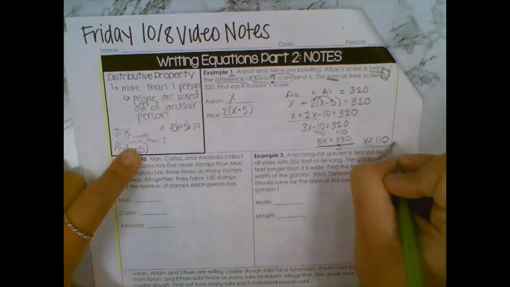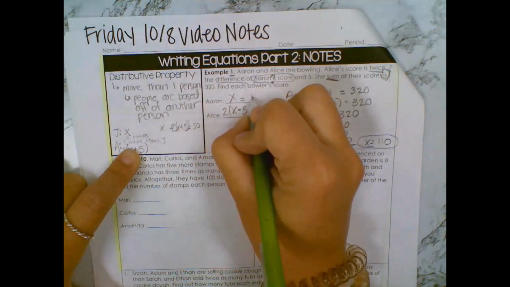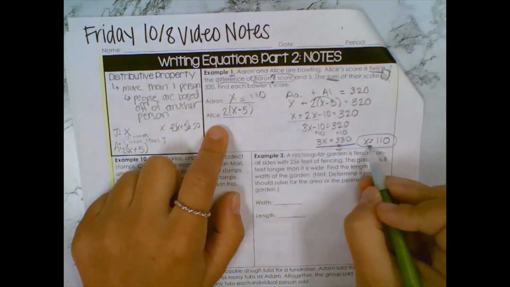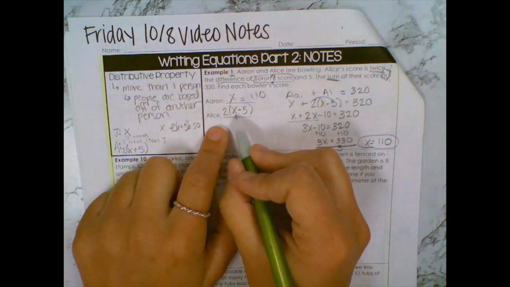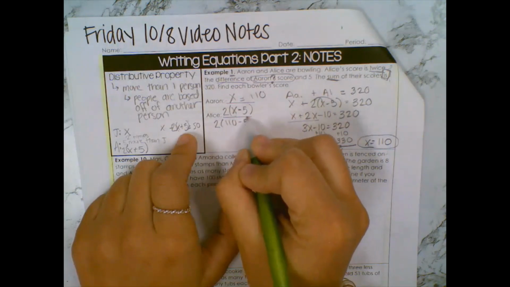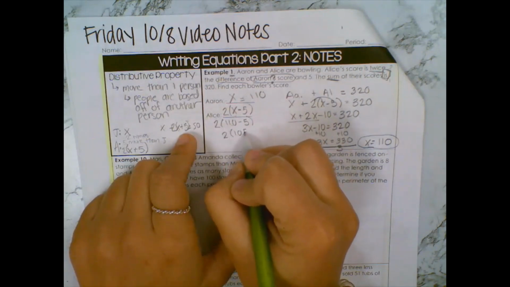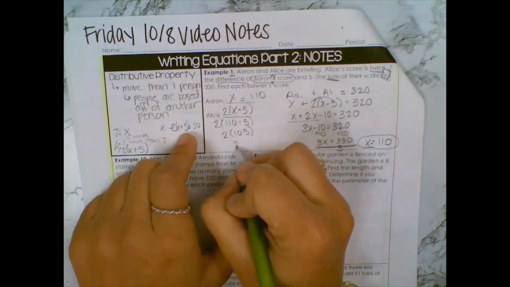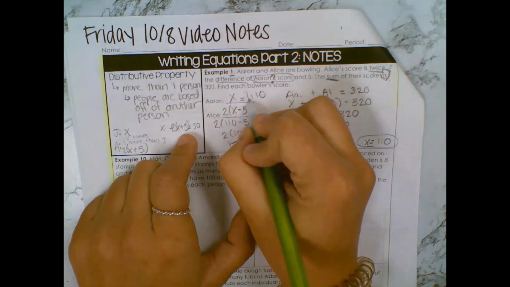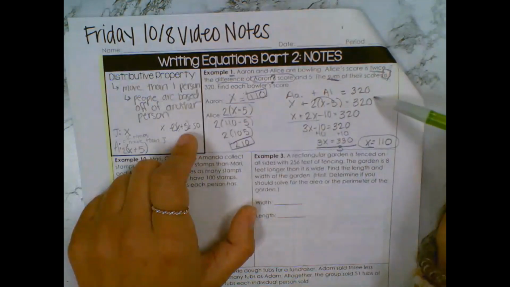Now, just like yesterday, x isn't our final answer. X represents Aaron, right? So Aaron is 110. But what does that make Alice? Well, what we can do, if we know x is 110, we can substitute in for Alice. So 2 times 110 minus 5. And then I solve 110 minus 5, that gives me 105. 2 times 105 is 210. So Alice is 210 and Aaron is 110. And we can double check. 110, 210, that adds to 320.